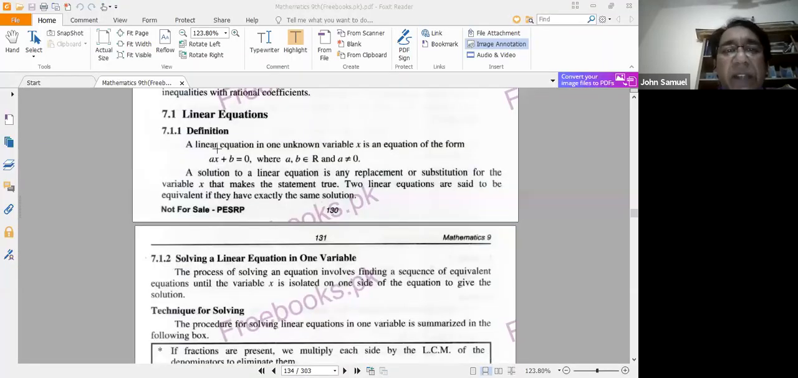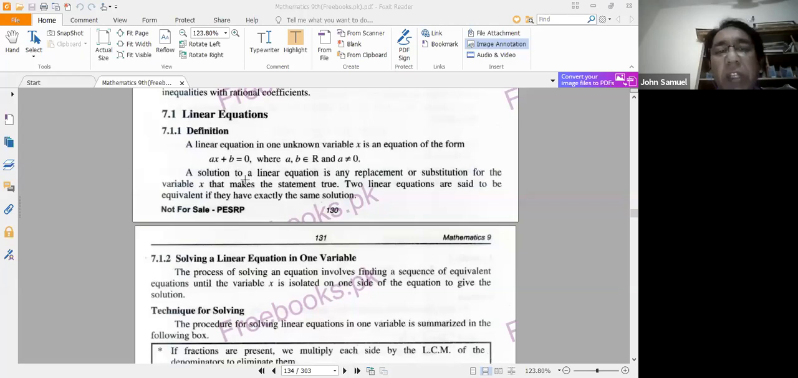Once again, look at the definition, my dear. The definition is here. A linear equation in one unknown variable. Hope you got it. What is the unknown variable? x is the unknown variable. I told you a and b are rational numbers. These could be real numbers or rational numbers, and a is not equal to 0.